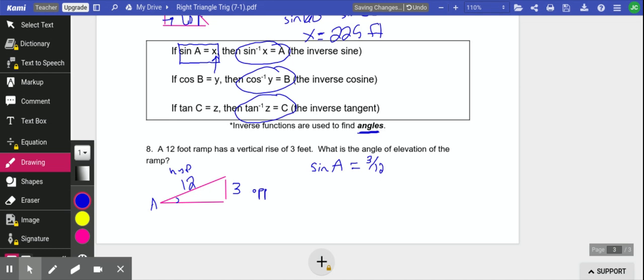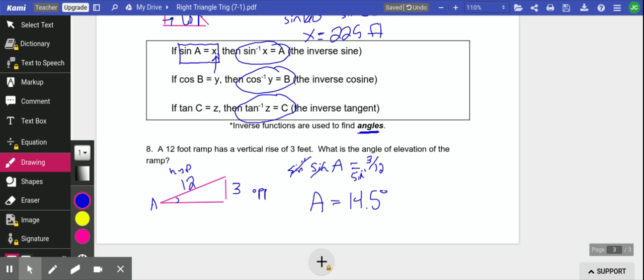Okay, so now we want to find the angle. So we're trying to solve for A. The way we do this is we take the inverse sine of both sides. Sine and inverse sine cancel each other out. So we get A is the inverse sine of 3/12. So you're going to do that in your calculator. Inverse sine of 3/12. And your calculator is going to tell you it is a 14.5 degree angle.